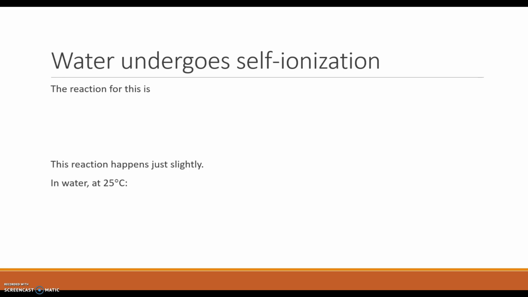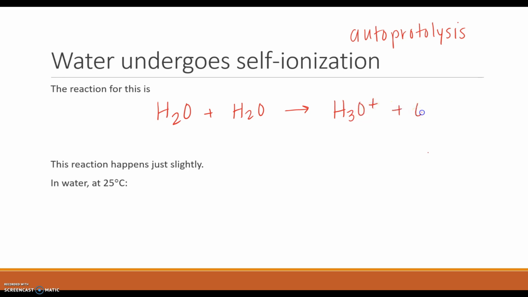Water undergoes something called self-ionization, and sometimes you will hear this called autoprotolysis. The reaction for this is you're going to take two water molecules and react them together, and what you're going to form is a hydronium ion and a hydroxide ion. So you should be able to see how this happens because we've talked about acid and base reactions before.